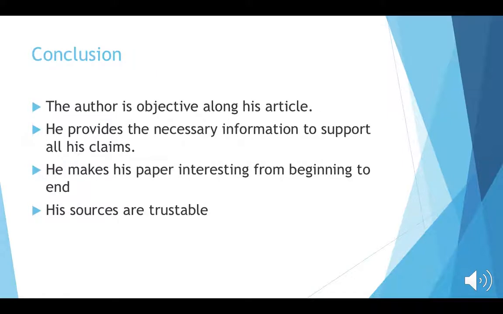In general, the author is objective along his article. He provides the necessary information to support all his claims that end up coming together very clearly for the reader to understand. He makes his paper interesting from beginning to end, which makes people who may not be interested in the topic read the entire paper. He provides trustworthy sources which build a feeling of trust between the reader and the material he is discussing. Overall, I consider this a really good journal article for everybody to read and understand more about the topic of immigration and its effects on jobs and wages.